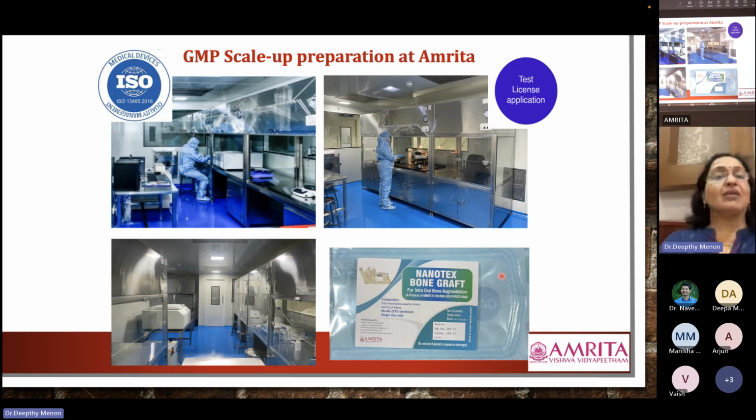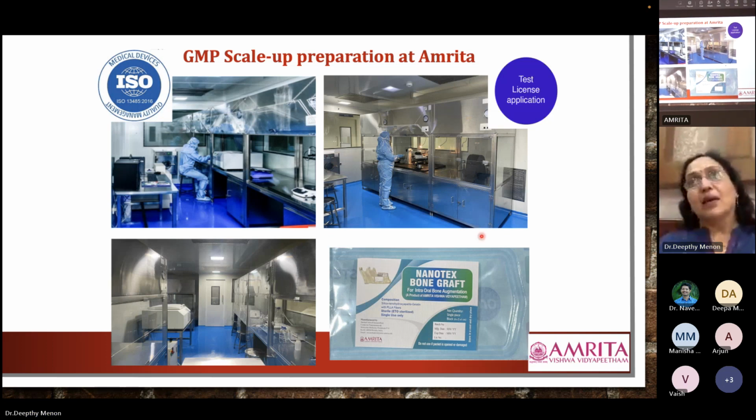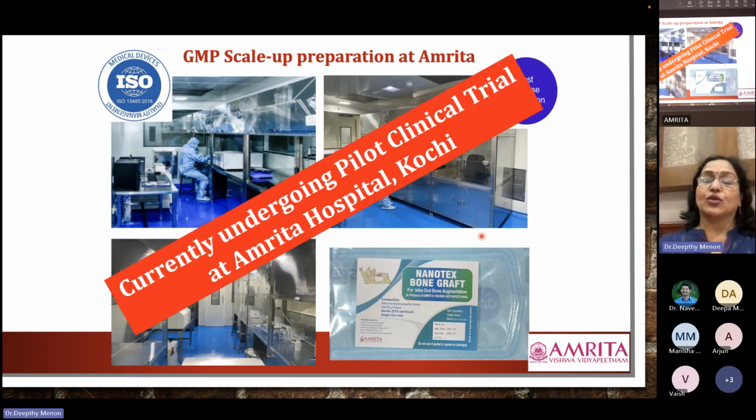As you all are aware, we have a GMP facility that we have set up at AIMS, wherein we are preparing this material, and we call it the Nanotex bone graft. Test license application for the GMP facility has been obtained, and we manufacture this GMP class material, and we are testing it currently in patients. So this material is currently undergoing pilot clinical trial in 10 patients at Amrita Hospital. So this is work that has moved forward, and we are at this stage where we are thinking of clinical translation.